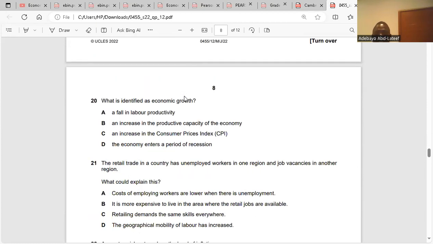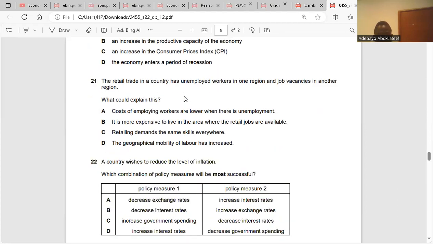What is identified as economic growth? Economic growth is about productive capacity. So economic growth means that there's an increase in the productive capacity of an economy. Clear? Yes. That's B.